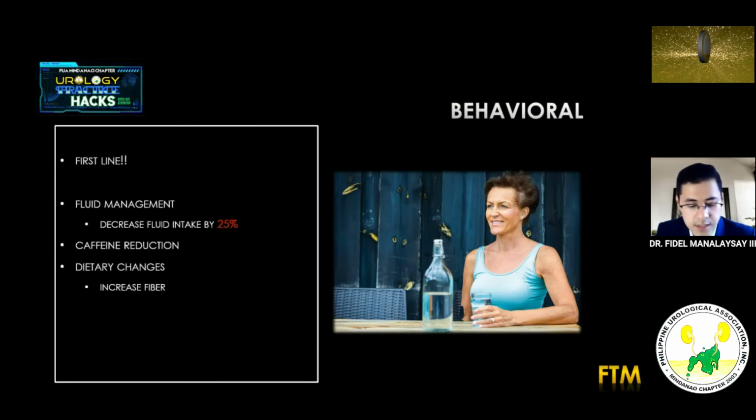Dietary changes. Increase fiber. We should advise the patient to increase fiber in the diet because chronic straining due to constipation may be a risk factor for urinary incontinence. Weight loss. Around 5%, the odds of developing urinary incontinence at 1 year can be reduced by 3% for every kilogram lost. And then lifestyle changes, particularly for smoking, because smoking increases the risk of more severe urinary incontinence.